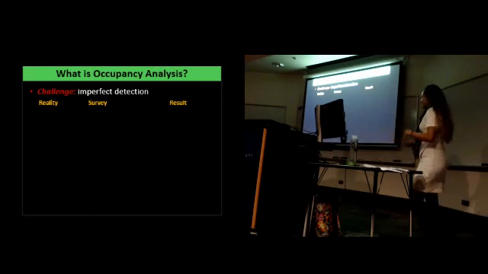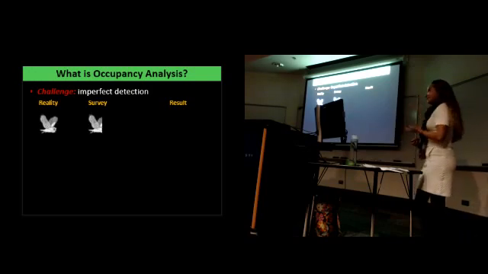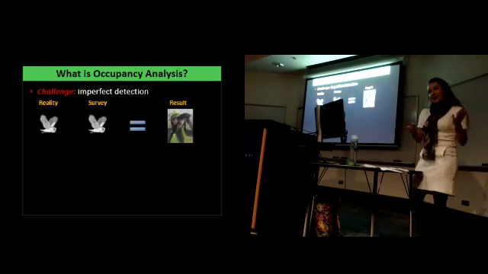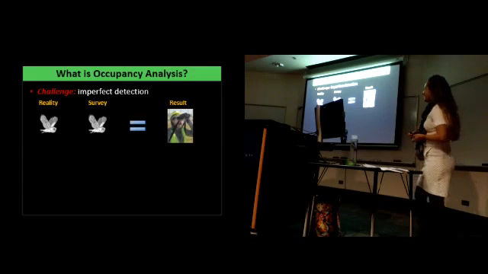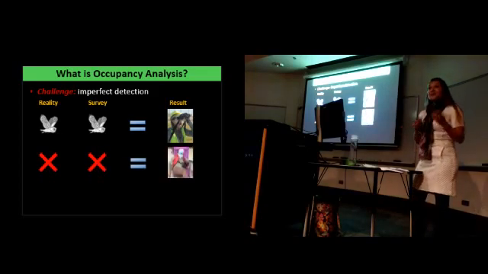So there are several scenarios that occurred while I was out surveying for owls. First, in reality, there was a barn owl present. I detected the barn owl. This makes Tempe very happy because she's collecting quality data. The second scenario, there's no barn owl present. I failed to detect the barn owl because it's not there. So it's kind of a boring result, but still I'm collecting data that reflects reality.